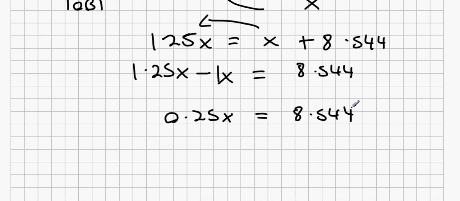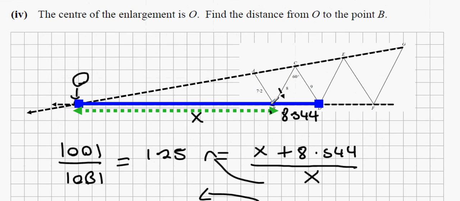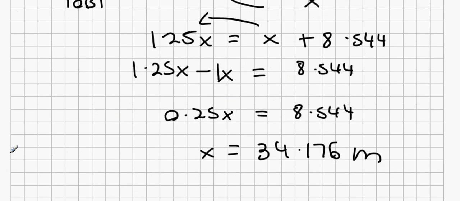And what we can realize then is X is 34.176 meters. So now we know that the distance from the point B to the center of the enlargement was X, and we know that X is 34.176 meters. Extremely difficult question, and not many likely to get it.